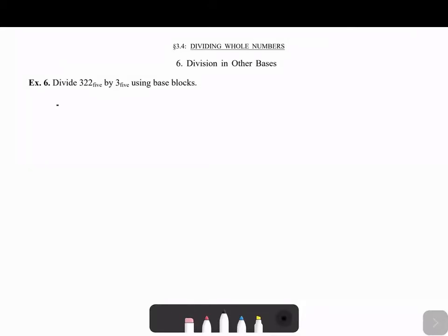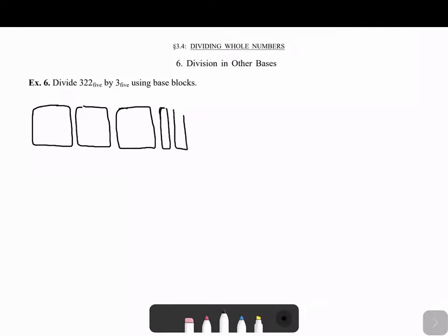So 3, 2, 2, base 5 is represented by 3 flats, 2 longs, and 2 units, okay? And we're going to divide this by 3 base 5.